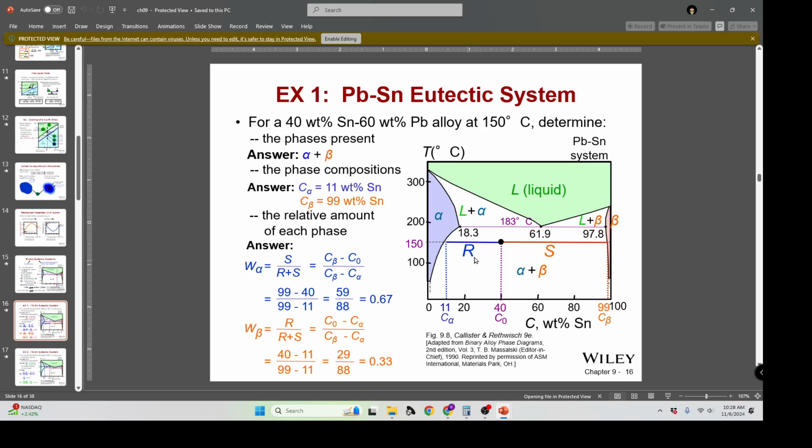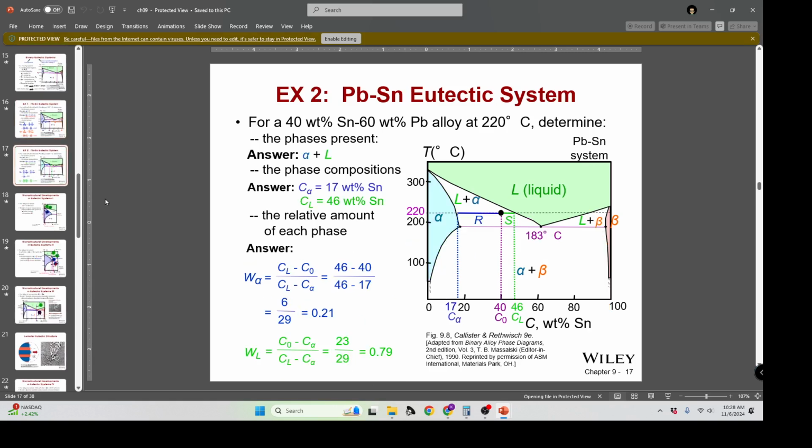So again, the weight fraction for alpha is the opposite side over the sum, giving us 67%. So this is lower in composition, so we should expect it to be heavier in alpha than in beta based on what the composition is. So 40% is closer to 0 than it is to 100, so we should expect it to be mostly alpha, some beta. So that passes our sanity check.